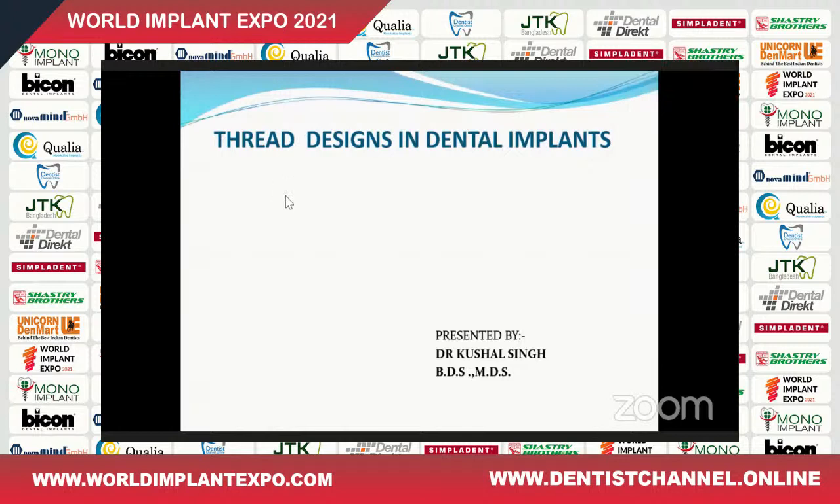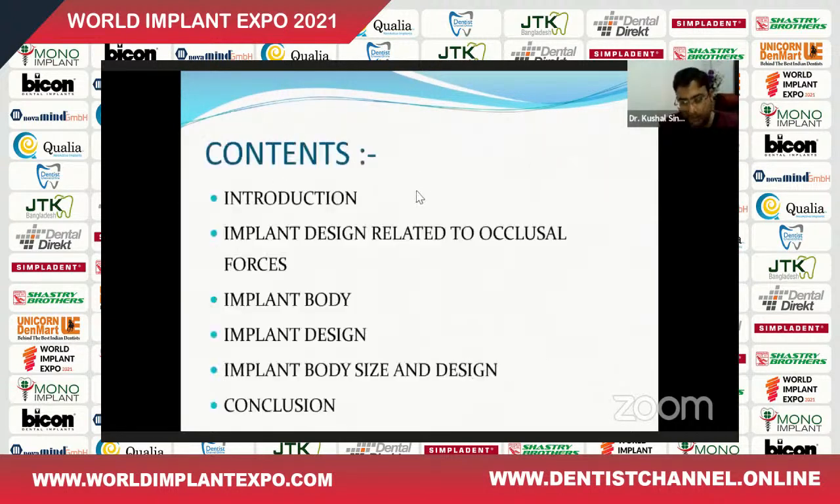Now we are talking about the implants and especially the thread designs in the dental implants. First of all, the contents. In contents, we'll discuss the introduction, implant design related to occlusal forces, then the implant body, implant designs, and implant body size and its design. And at the last, we'll conclude with the conclusion.